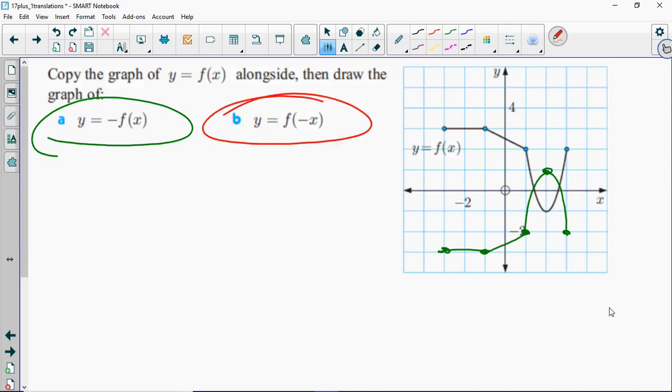So we'll do the same thing, just look at the original points and then reflect them over the y-axis. And I'm going to not forget that point on the curve as well. Now we just connect. So those two are going to be connected with a straight line. Those two are going to be connected with a straight line. Those two are going to be connected with a curve.